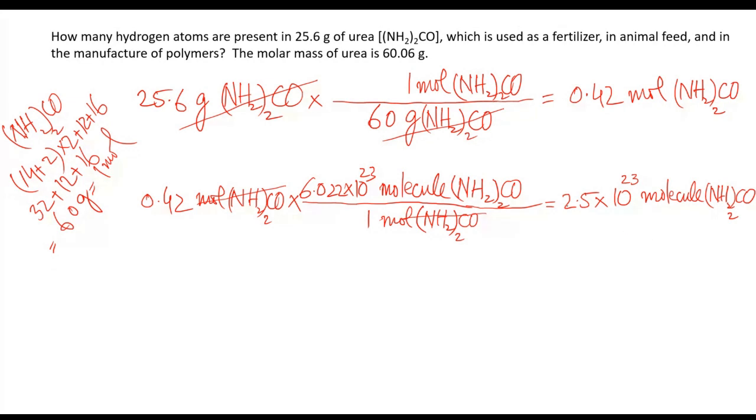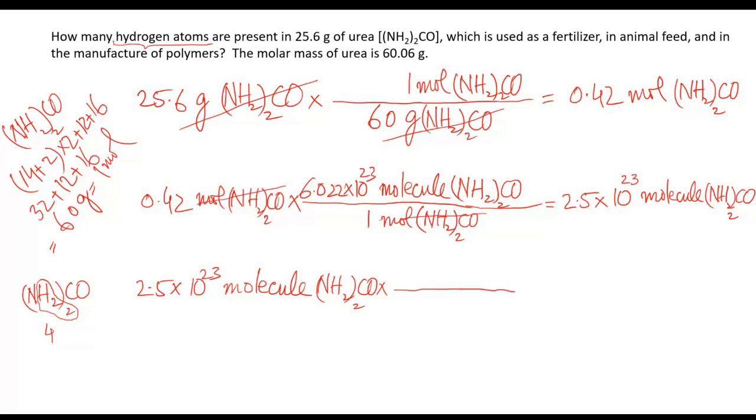Okay, students, now check the question. How many hydrogen atoms are present? So we have to calculate the number of hydrogen atoms. In one molecule of urea, how many atoms of hydrogen? 4. Very good, 4. So in these 2.52 into 10 to the power 23 molecules of urea, how many hydrogen atoms will there be?